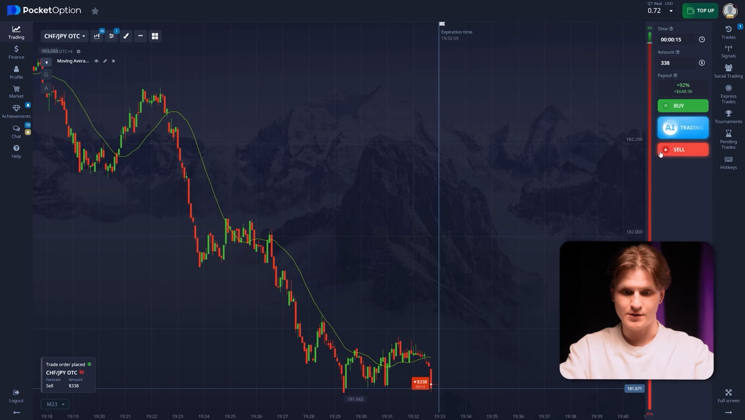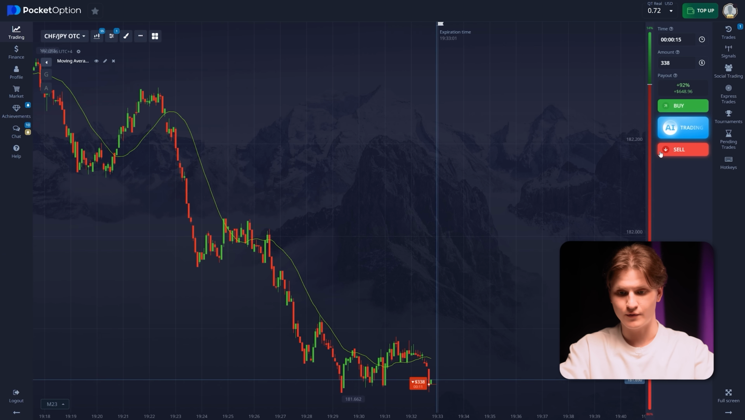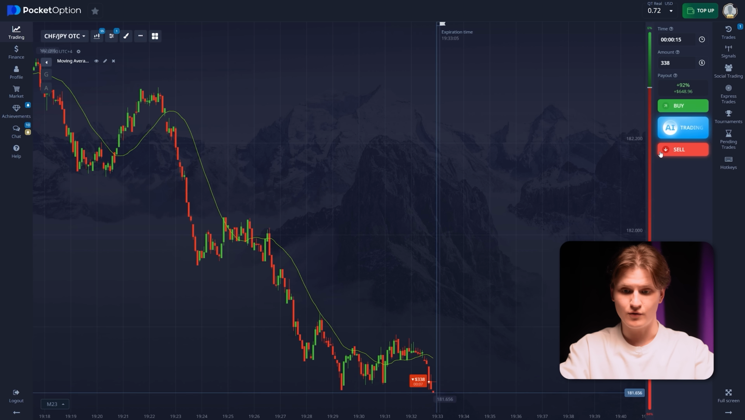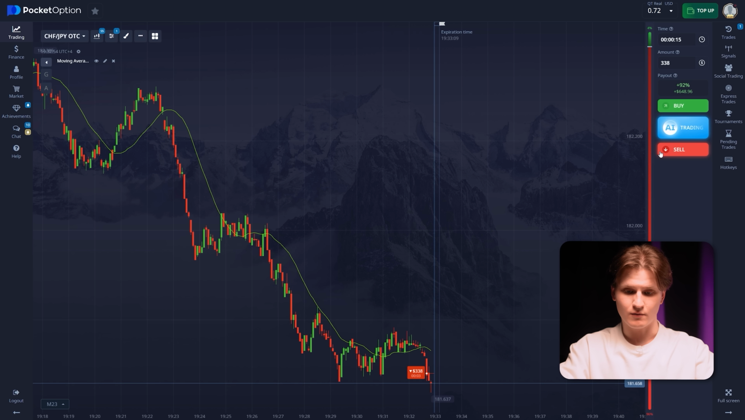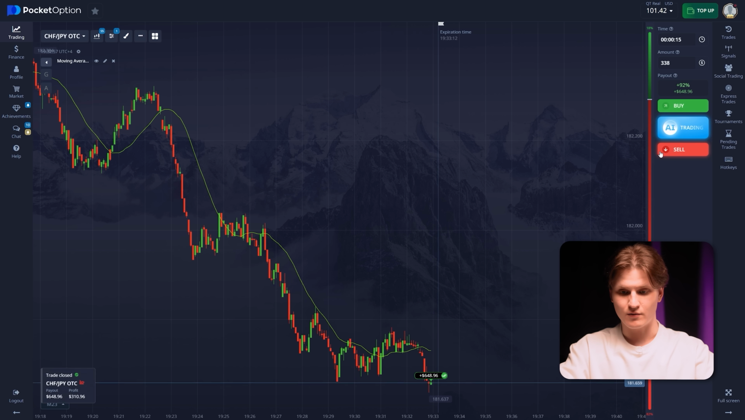Therefore, I open a position on the continuation of this downward movement, down in the direction of the trend, and do not make up much. Here we see a general global downtrend with a slight correction as here.